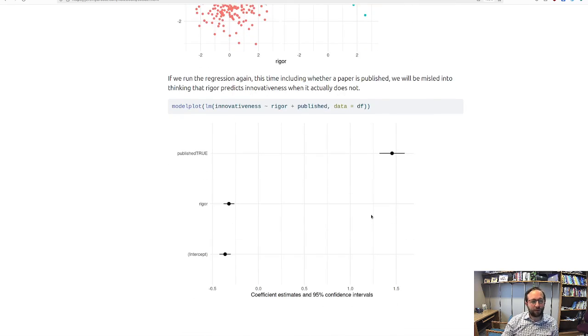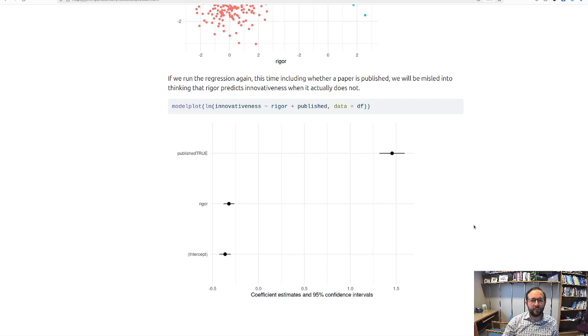When we look at a regression, here's what that would look like. Here's the 0 level, and here's our estimated coefficient for rigor: it's negative, pretty strongly negative. So we would definitely consider this a statistically significant result, and we'd be off to the races, but we would be wrong.